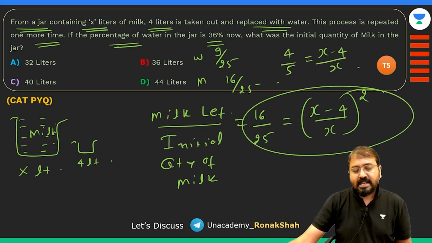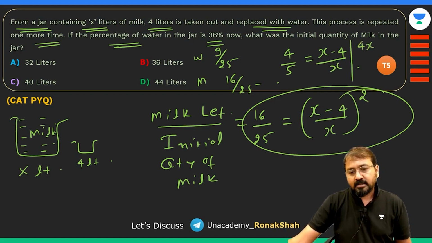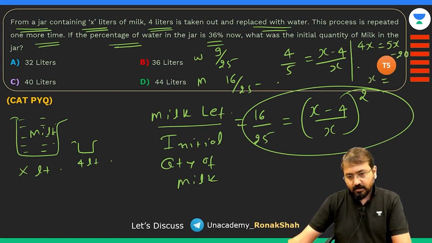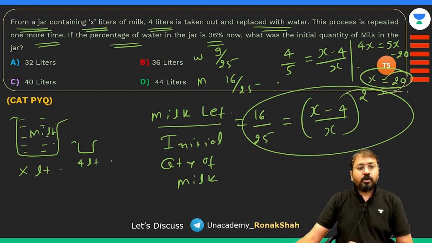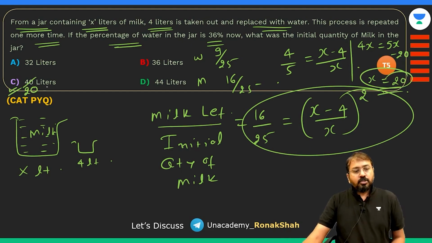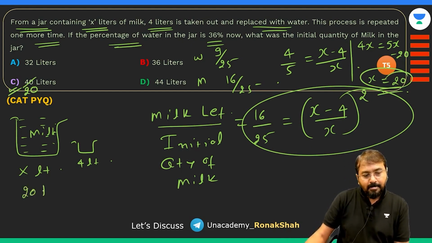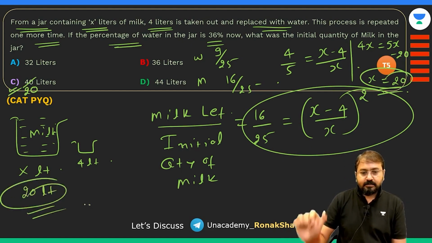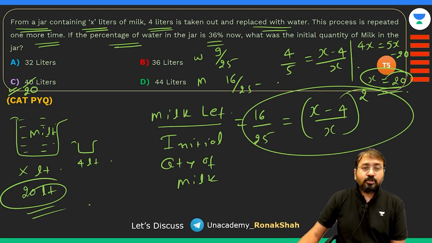So this will be slightly different, I believe. It is going to be 4x is equal to 5x minus 20, so x is equal to 20 liters. Sorry, it will come out to be 20 liters, not 40 liters. There is some typo over here, so x has to be 20 liters. So this is how you can solve all the questions.